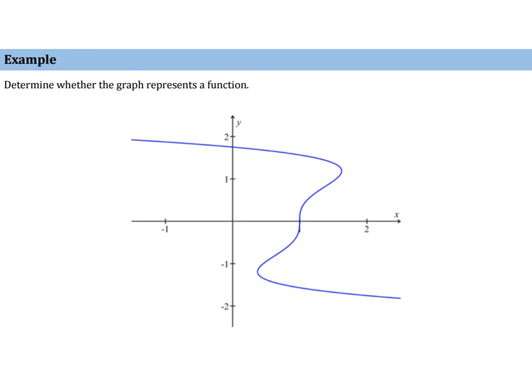So if we take a look at this graph, does this represent a function? Can we draw a vertical line that intersects more than once? So there's a vertical line, and it intersects definitely more than once. Now, we could have drawn it over here, but that doesn't matter because not every vertical line has to intersect more than once. We just have to be able to find one. So this would have been sufficient. We just need to be able to draw a vertical line that intersects more than once. So this does not represent a function.